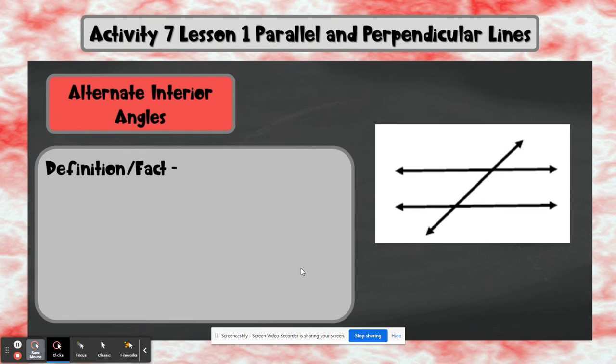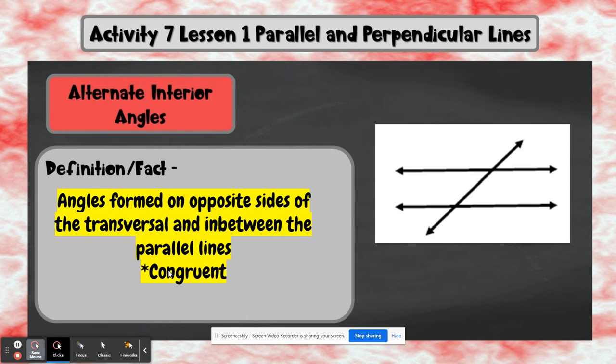The next pair, alternate interior angles. So the last ones were same side. These are alternate. So that means they're going to be on different sides. They're formed on opposite sides of the transversal, and they're still in between the parallel lines. So they're still inside those parallel lines. And these angles are the same.